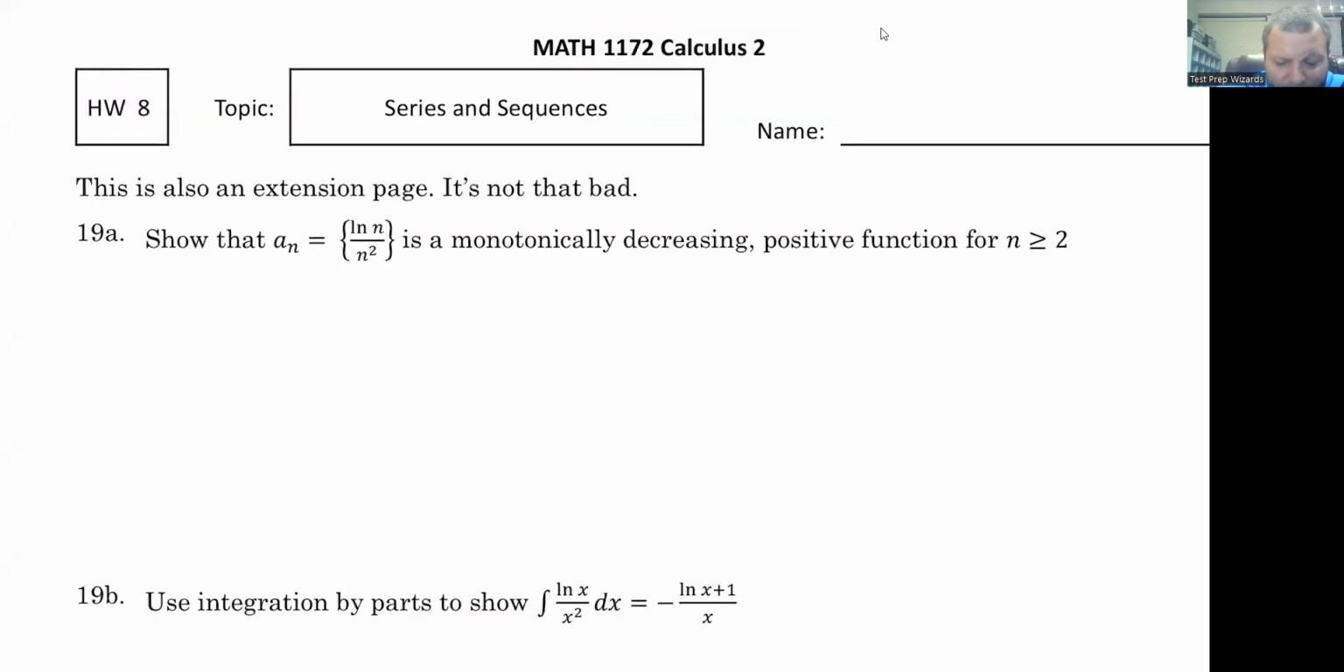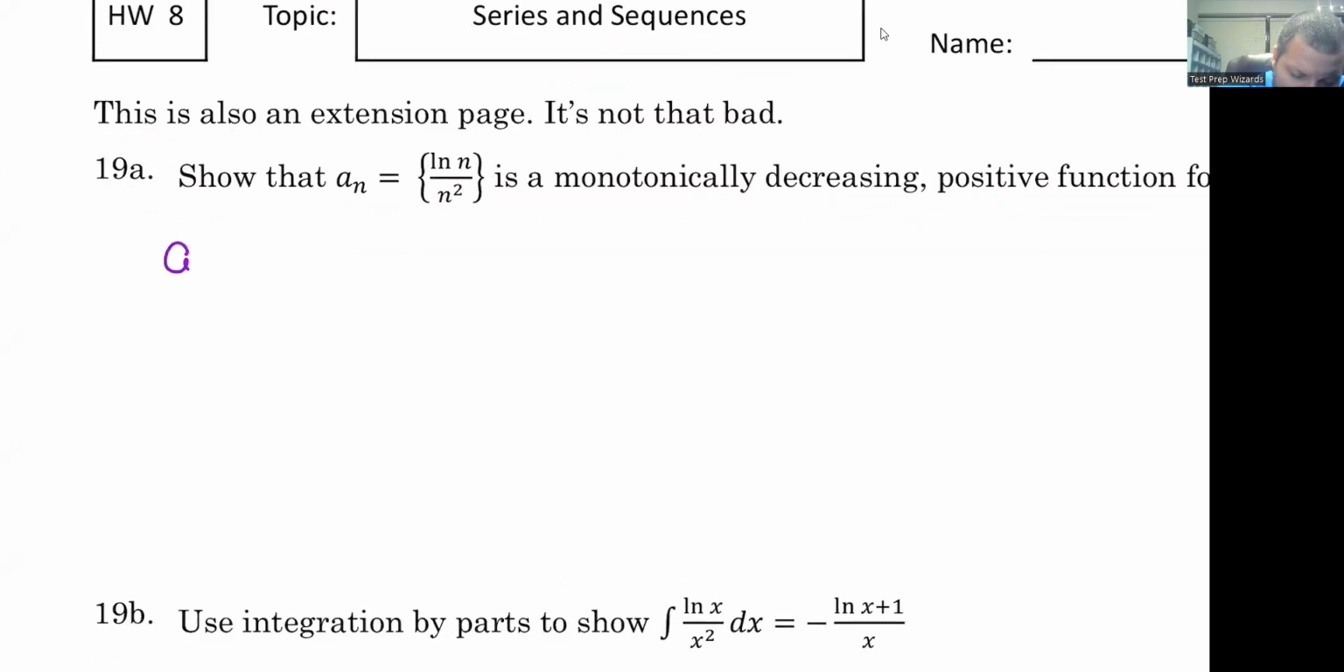And so 19 things that you're not going to be tested on. So if we want to show that this is monotonically decreasing and positive, we want to show that the derivative is negative, right? So if I found the derivative, I would have to take the derivative of natural log of n over n squared. So if I want to take that derivative, well, I have to use a quotient rule.